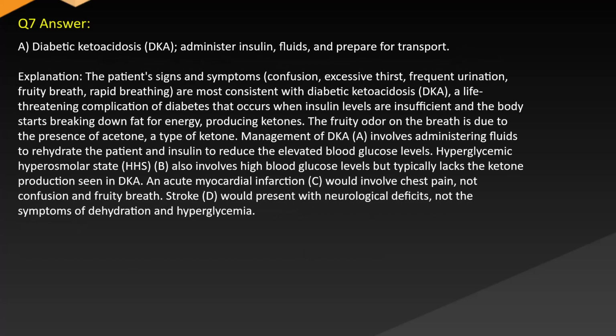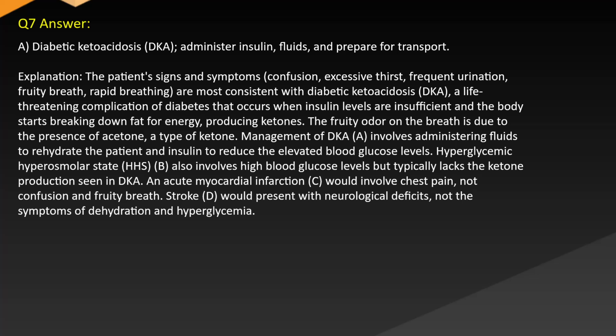Answer A. Diabetic ketoacidosis, DKA. Administer insulin, fluids, and prepare for transport. Explanation. The patient's signs and symptoms: confusion, excessive thirst, frequent urination, fruity breath, rapid breathing, are most consistent with diabetic ketoacidosis, DKA, a life-threatening complication of diabetes that occurs when insulin levels are insufficient and the body starts breaking down fat for energy, producing ketones.